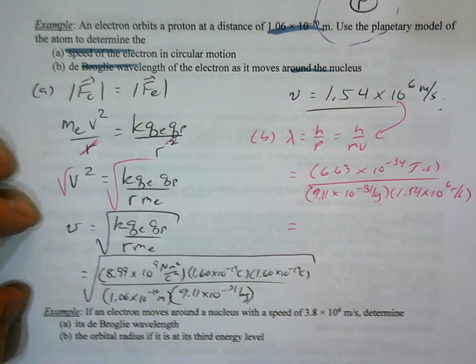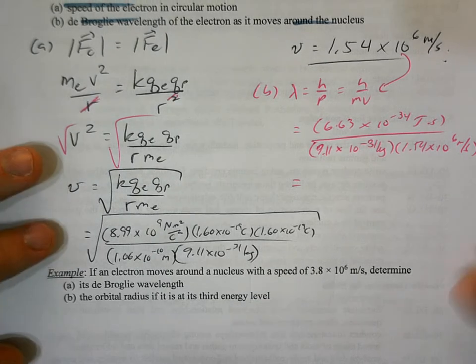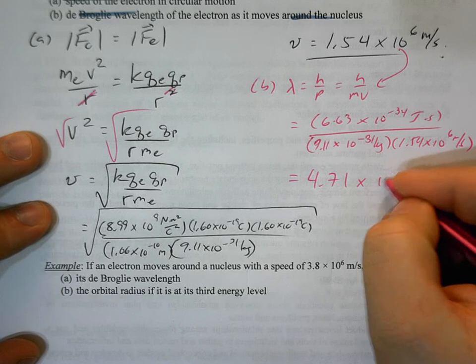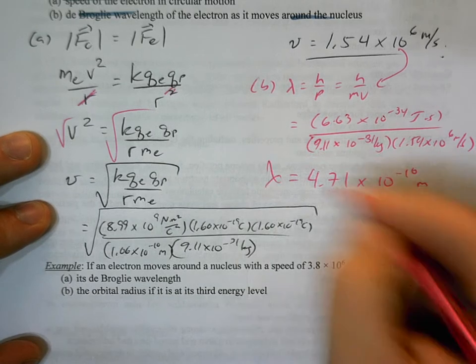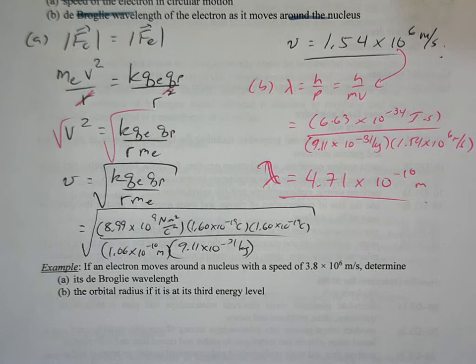So our de Broglie wavelength, and again, your de Broglie wavelengths for subatomic particles, expect them to be small, they should not be large. So what we're going to get is about 4.71 times 10 to the minus 10 meters. Yeah, that seems small. That seems pretty sensible. So that's going to cover us for our de Broglie wavelength for this electron that is orbiting this proton.